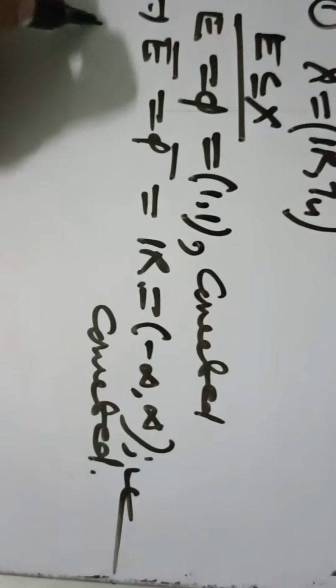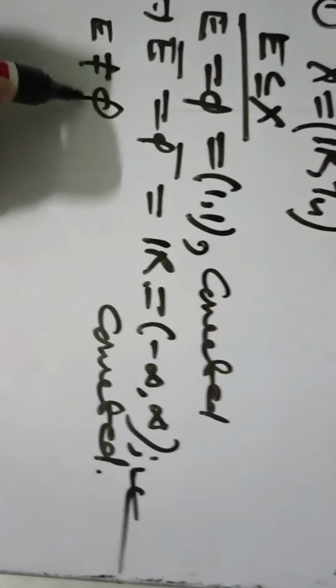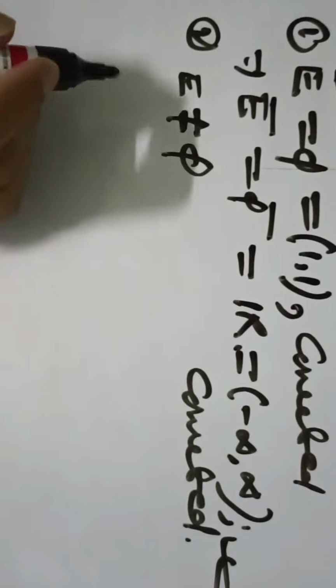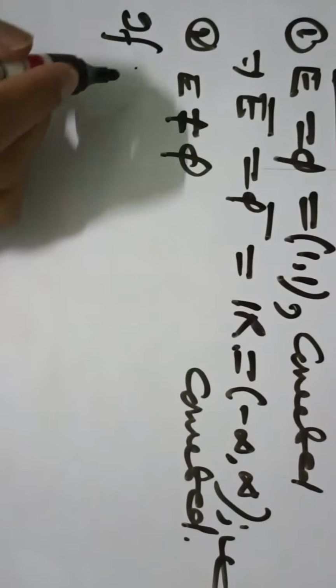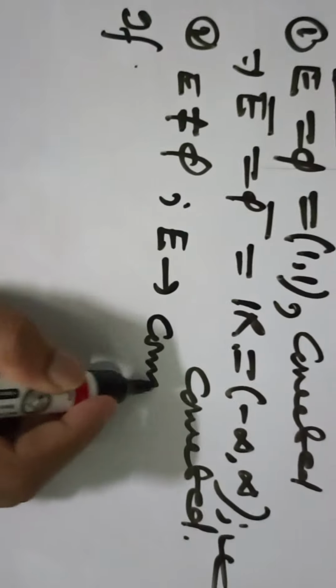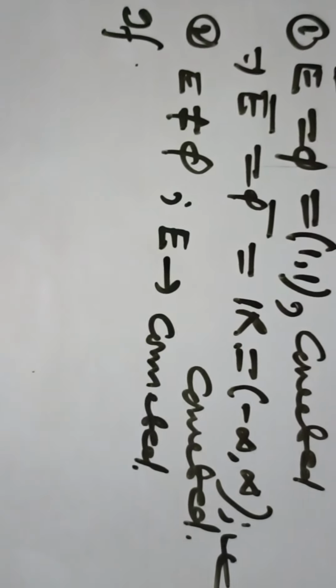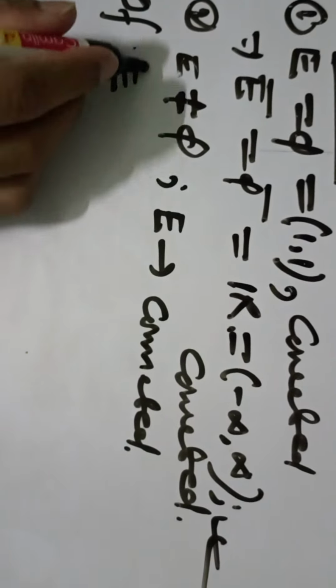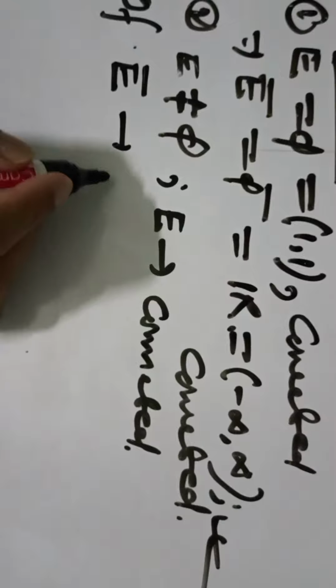Okay, now if E is not equal to phi, a non-empty set, then you also have to conclude that E bar is connected. Here E is non-empty and E is connected, given, because option 1 says if E is connected then E bar is connected. Now suppose I assume that E bar is not connected.